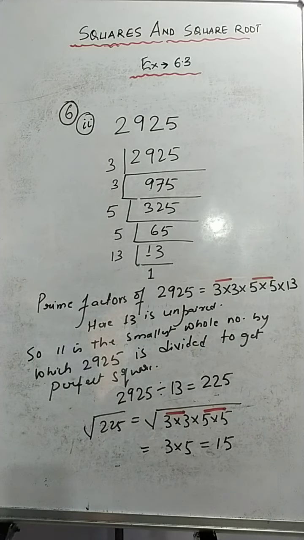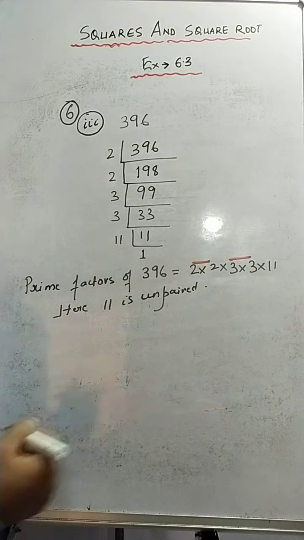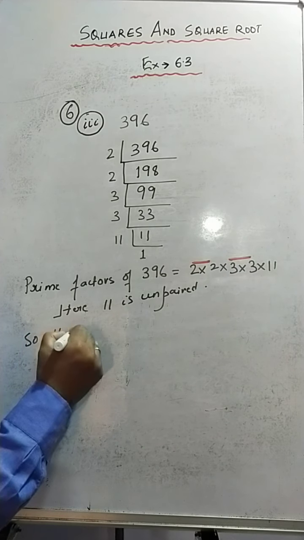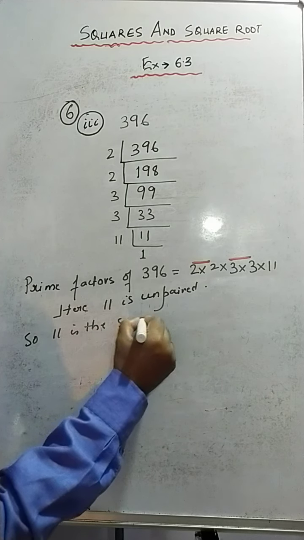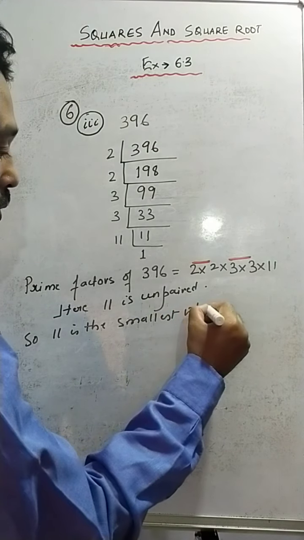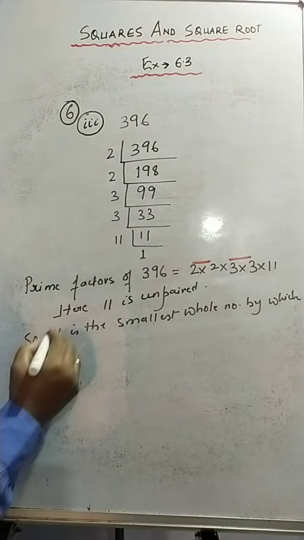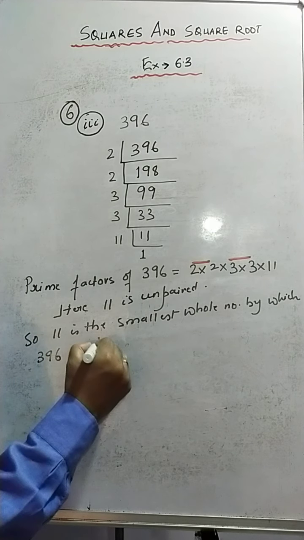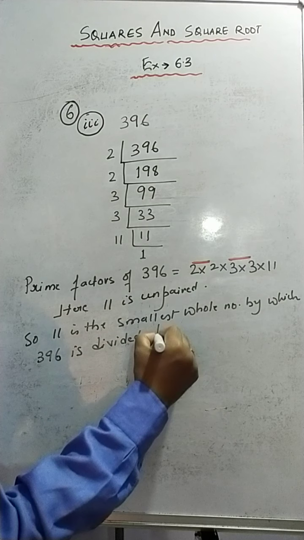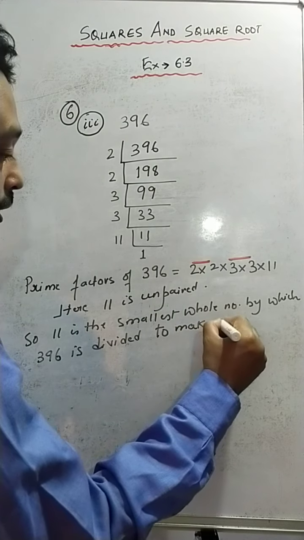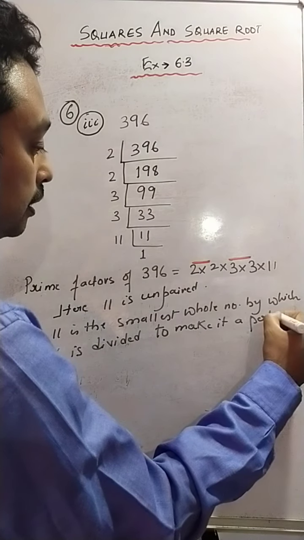Now the first two numbers are in the pair form, that is 2 and 3 are in pair, but 11 is unpaired. So here 11 is unpaired. Okay, so 11 is the smallest whole number by which 396 is divided to make it a perfect square.